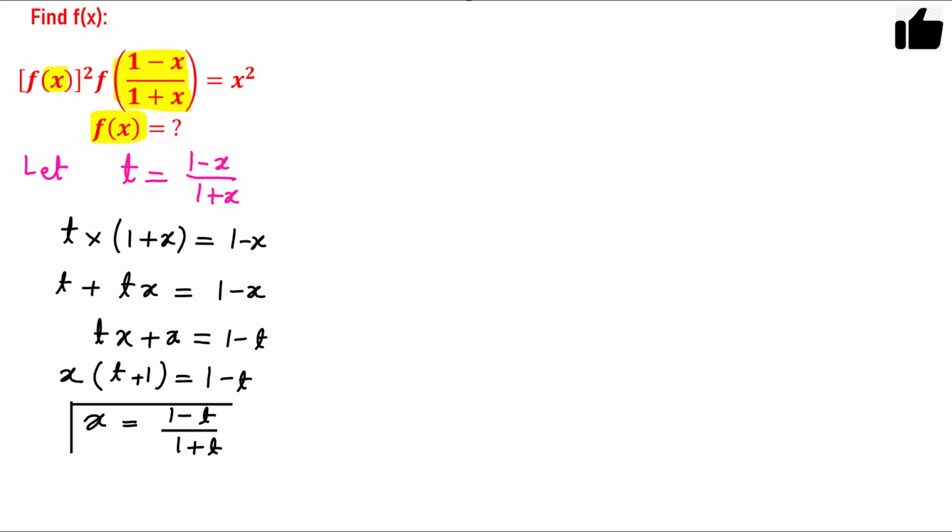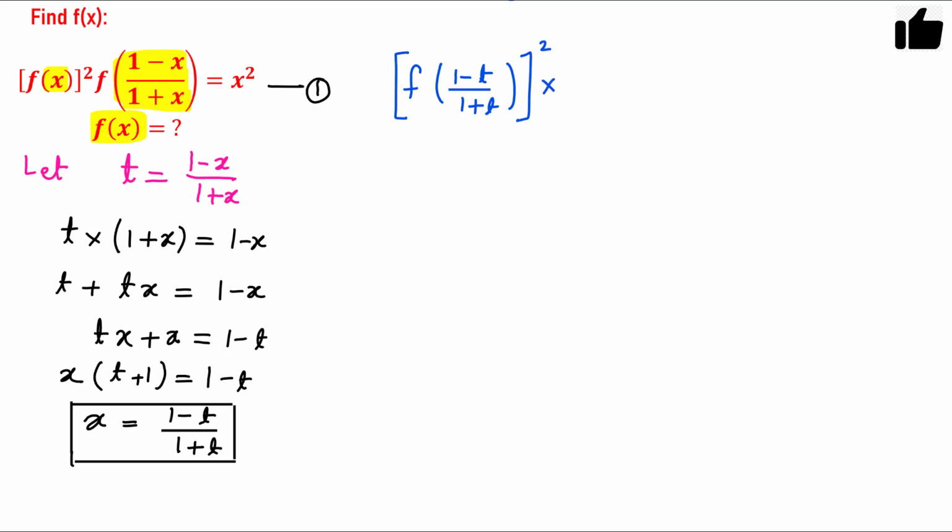So we will use this result and make this substitution. Let's call this function equation 1. With this substitution we can write equation 1 as f(x), where x is basically (1 minus t) divided by (1 plus t), and this whole squared, times f((1 minus x) divided by (1 plus x)), which is nothing but f(t). And on this side you have x squared, and x is what? (1 minus t) divided by (1 plus t), whole squared.